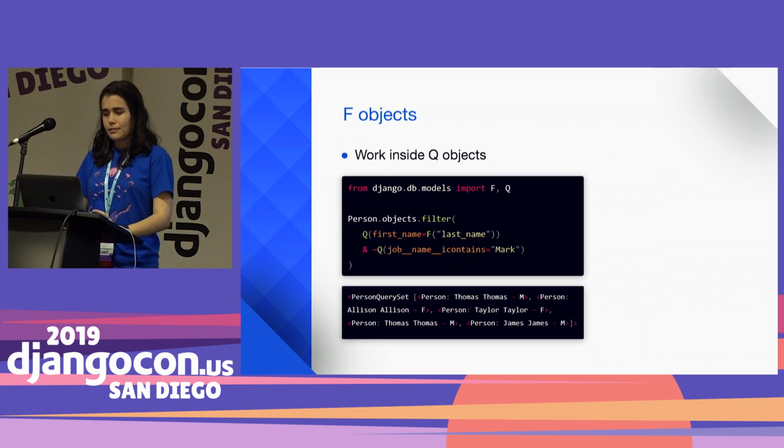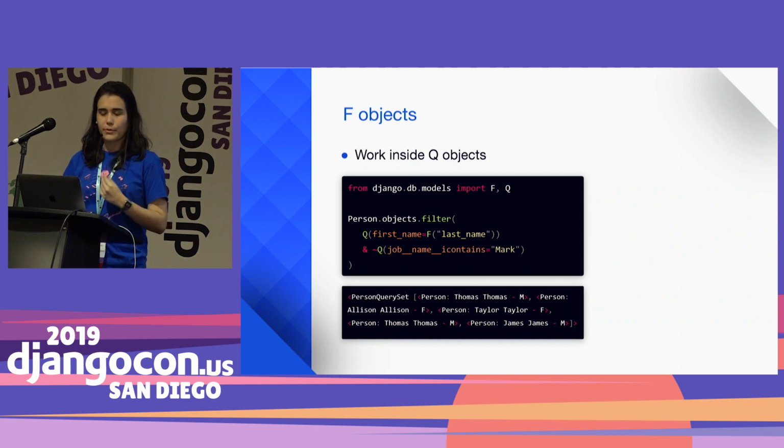And at the end, we can mix F and Q objects all together to create unique queries. In this case, we want to get people whose first name equals their last name and don't have Mark in their job titles. I have nothing against Marks, it's just an example. And as you can see, query expressions are very modular, just like other resources we're going to see soon.